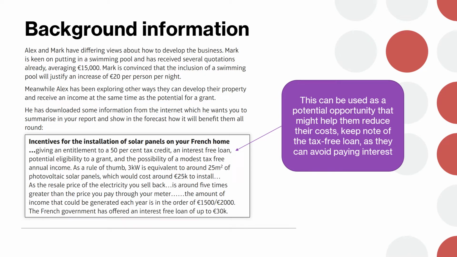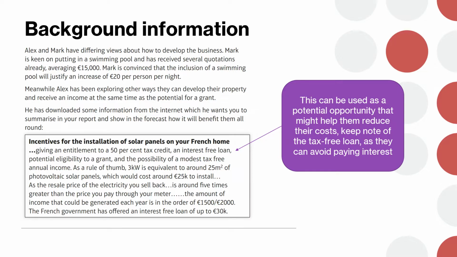Now, some more background information. So they have different views about how to develop the business. Mark is keen on putting in a swimming pool and has received several quotes already. So that's averaging to €15,000. Mark is convinced that the inclusion of a swimming pool will justify an increase of €20 per night per person. Meanwhile, Alex has been exploring other ways that they can develop their property and receive an income at the same time as a potential for a grant. He has downloaded some information from the internet, which he wants you to summarize in your report and show in the forecast how it will benefit them all around.